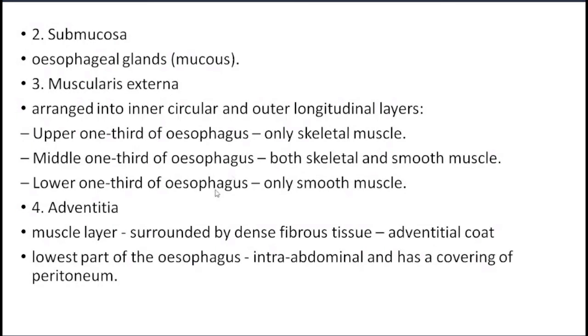So then the last layer, that is the adventitia. This muscle layer, the muscularis externa, is surrounded by the dense fibrous tissue that is called the adventitial coat. The lower part of the esophagus which comes in the abdomen is mostly covered by the peritoneum. In that case it is the serosa, but most of the part is covered by or shows the adventitial coat. Only the lower part of the esophagus shows the serosa. तो ये esophagus की slide है, इसमें कुछ difficulty है to identify करने में.